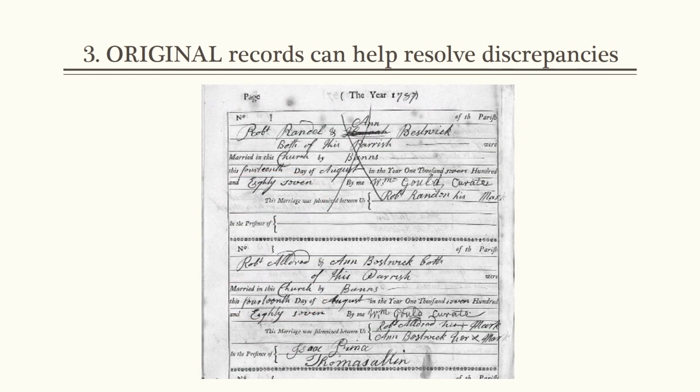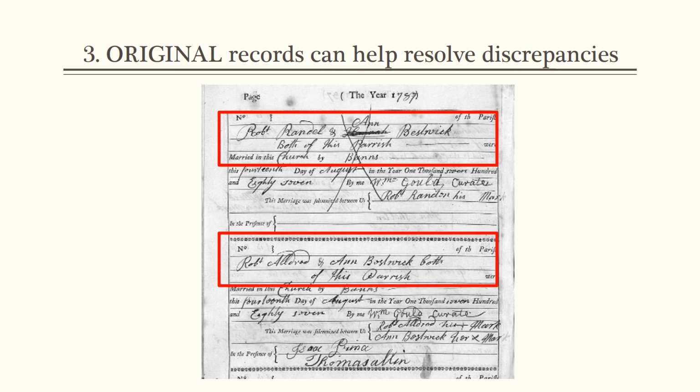By looking at the original records, we clearly see what happened. The person indexing this information recorded both records as they were instructed to do. There was no way of indicating that the first entry was recorded in error, then crossed through. So, problem solved by checking the original. Anne Bestwick was really married to Robert Allred.